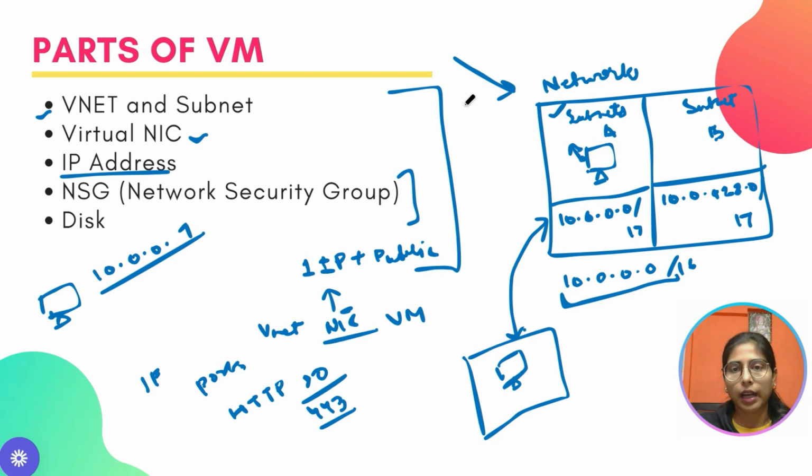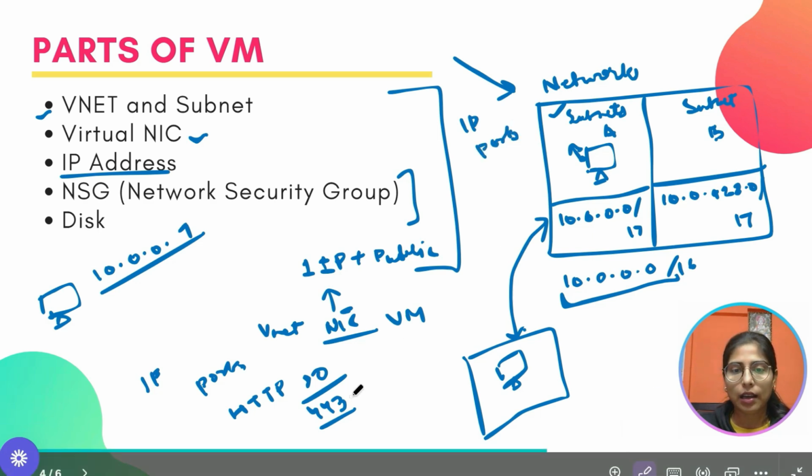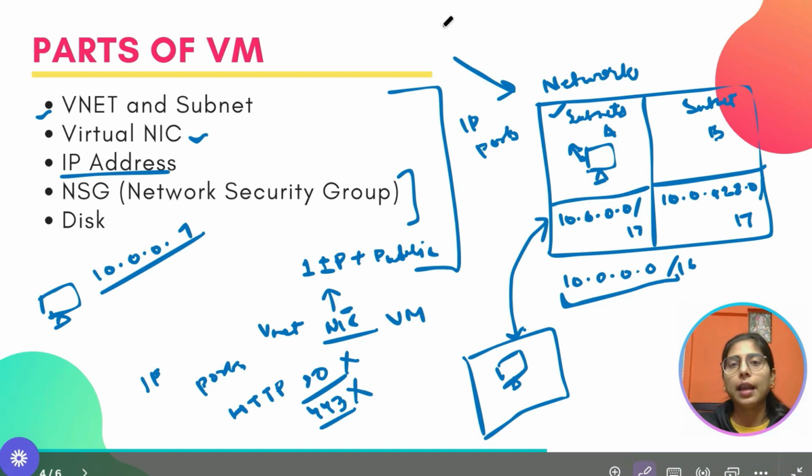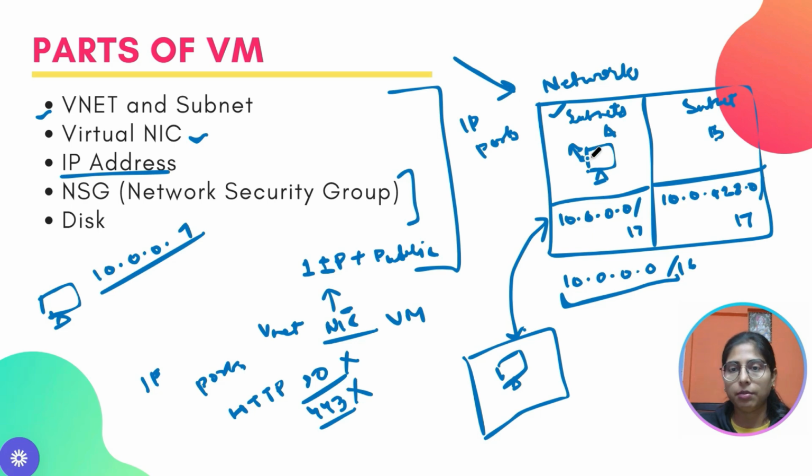So you can manage this traffic on the basis of IP address and ports. For example, let's say I have blocked this traffic, 443 and 80, using NSG. I have blocked these two ports. I haven't allowed these ports. That means any IP address will not be able to communicate with my virtual machine on these ports, right? Or for example, if I haven't allowed any IP address to communicate with my virtual machine, in that case, no traffic will be allowed on my virtual machine.